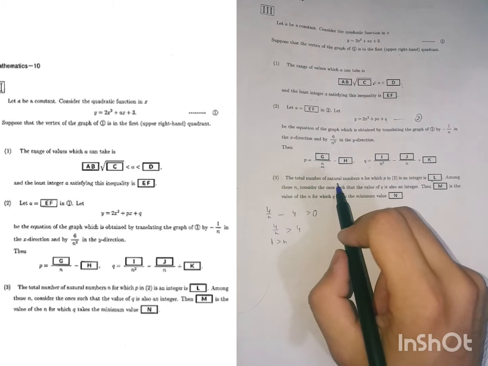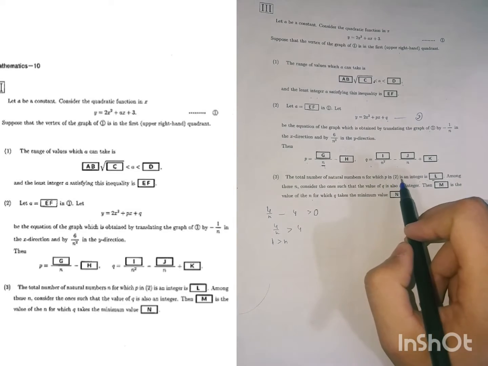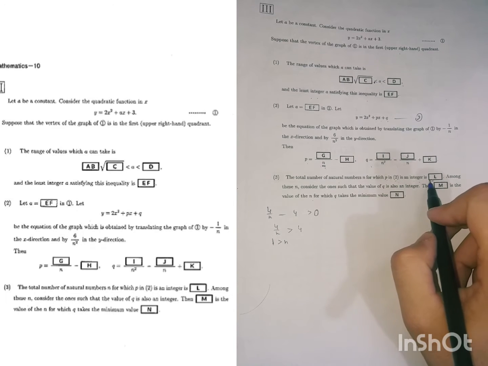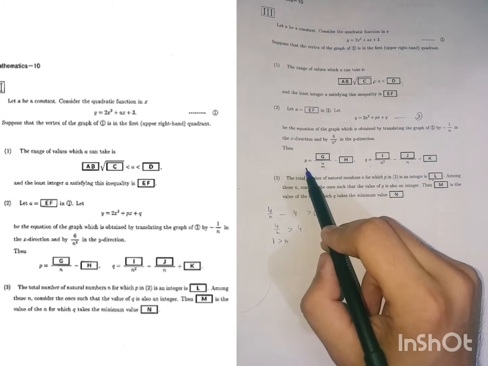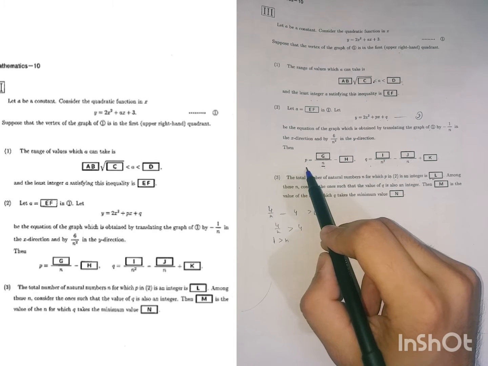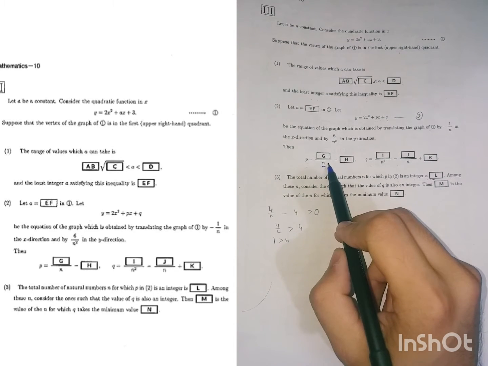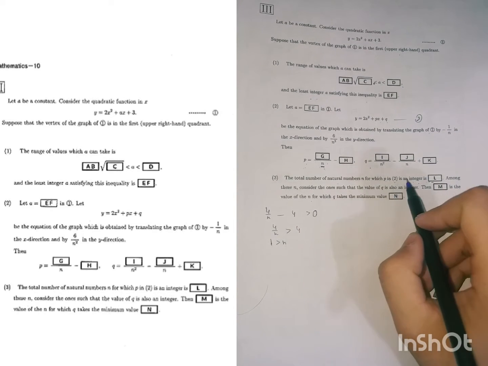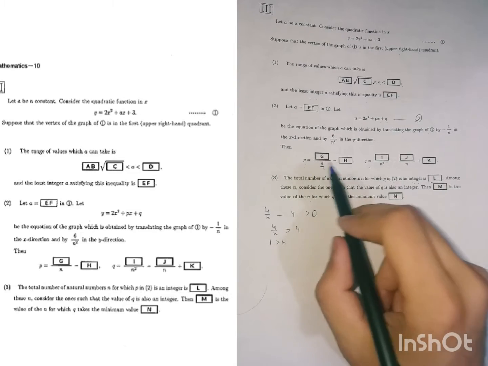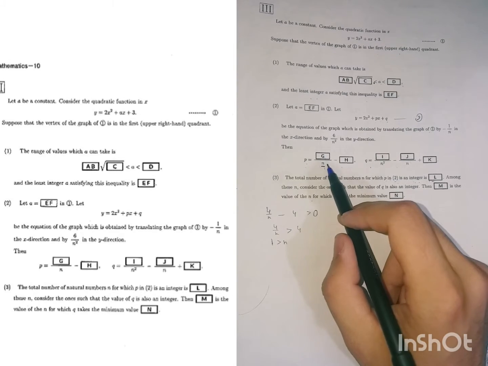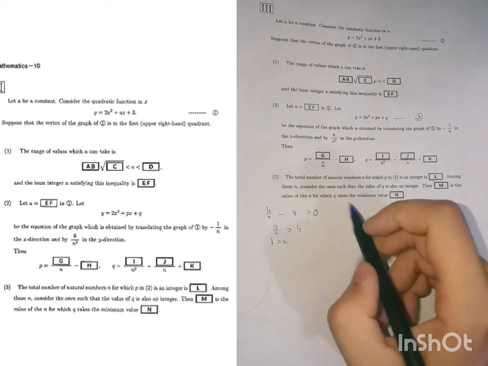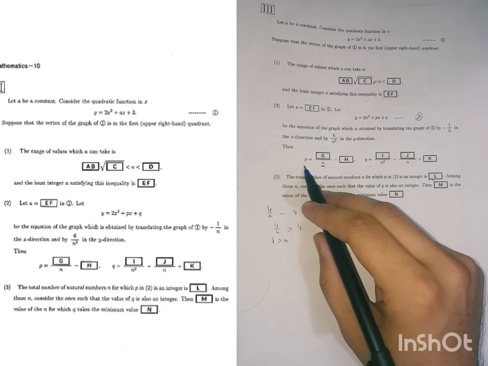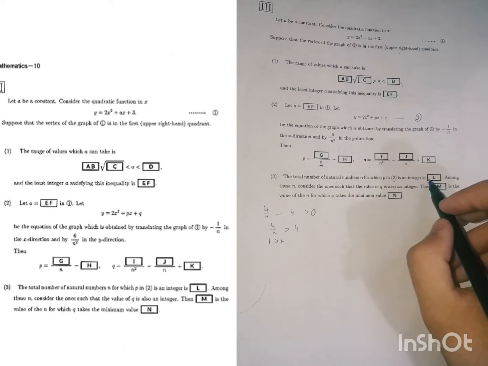The total number of natural numbers n for which p is an integer is L. So here it is p. We'll put natural numbers here and obtain integers. For finding p as an integer, we'll put different natural numbers and find the total number of natural numbers which we can put and get an integer for p, and that will be L.